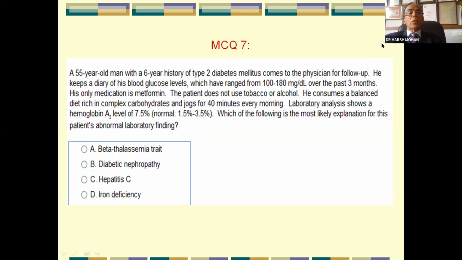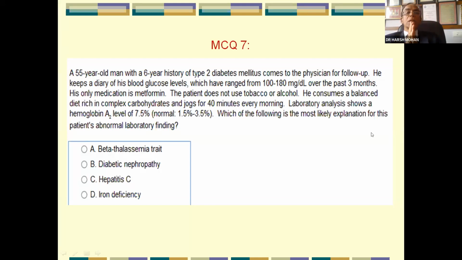He keeps a diary of his blood glucose levels, which have ranged from 100 to 180 milligram per deciliter over the last 3 months. His only medication is metformin. The patient does not use tobacco or alcohol. He consumes a balanced diet rich in complex carbohydrates and jogs for 40 minutes every morning. Lab analysis shows a hemoglobin A2 level of 7.5 gram. Normal is this. Which of the following is the most likely explanation for this patient's abnormal lab finding?